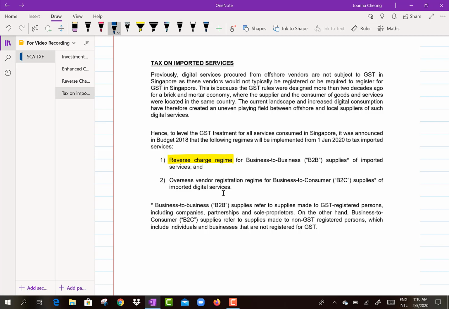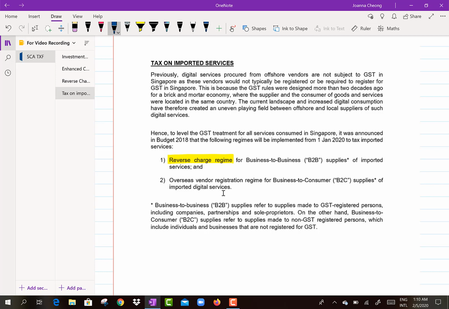So in Singapore, we use the reverse charge regime, as well as OVR, which stands for Overseas Vendor Registration. All right, so first thing first, when do you apply which method? The reverse charge regime is for business to business transaction, whereas overseas vendor registration is for business to consumer transaction. So B2B is for reverse charge and B2C is for OVR.